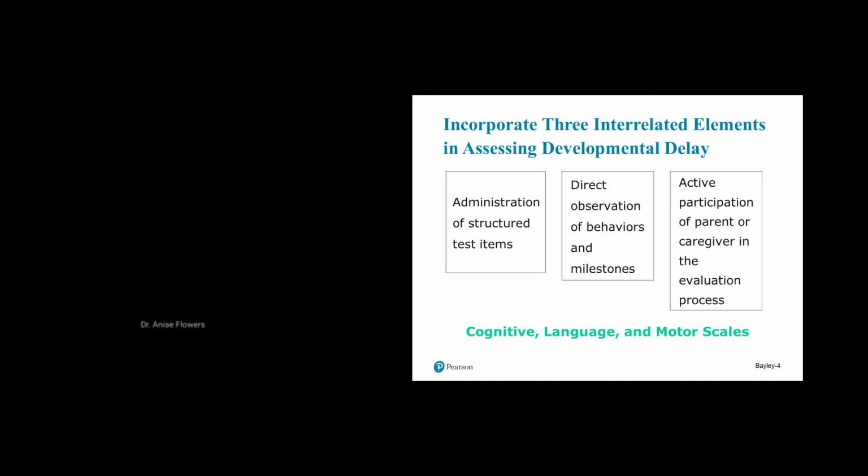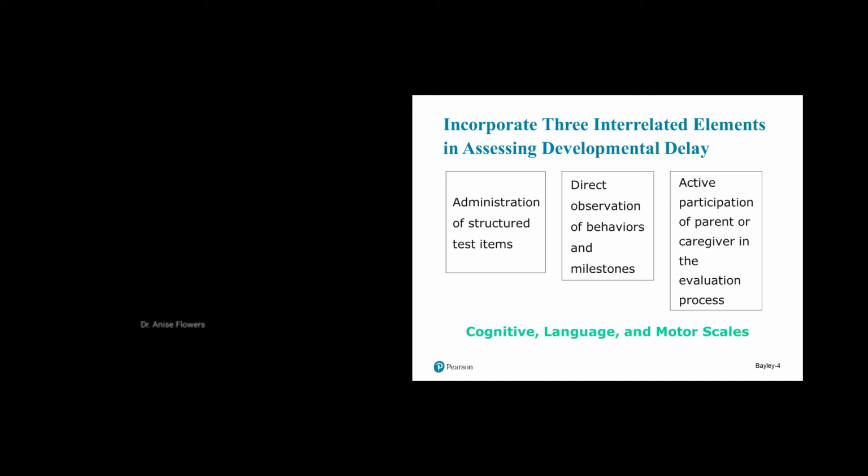We do that through direct observation of behaviors and milestones and active participation of the parent or caregiver in the evaluation process. So the Bayley is very different from a lot of assessments we have at Pearson for school-age children where the parent is not present. Here we want a caregiver in the room participating in the evaluation. And as we talk about some of the changes in the 4th edition, you'll see that we have even more parent input than in previous versions of the Bayley.